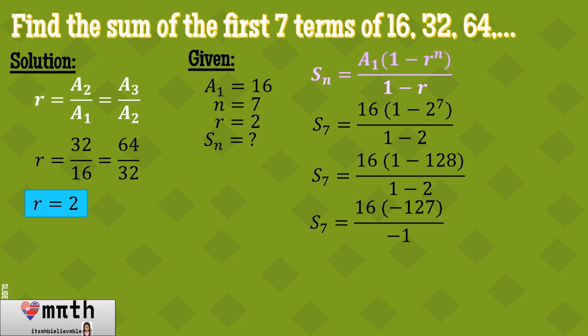And from here, we can simplify this problem by multiplying 16 by negative 127, which is equal to negative 2032. And dividing negative 2032 by negative 1, since both are negative, the answer will be positive. And remember, any number divided by 1 is still the number itself, so that will be a total of positive 2032. So the answer will be 2032 for the first 7 terms of the geometric sequence.